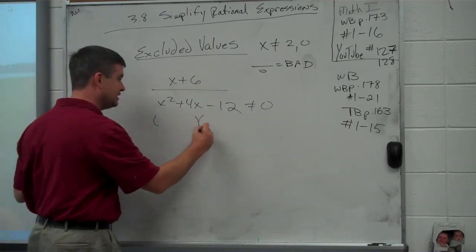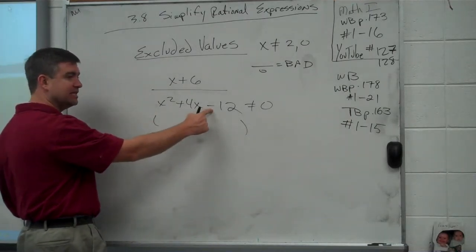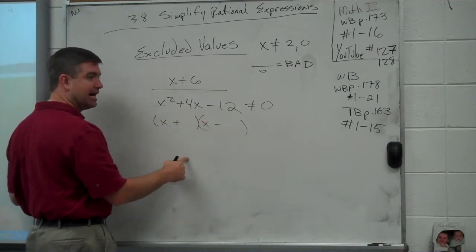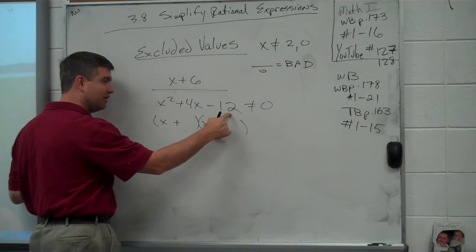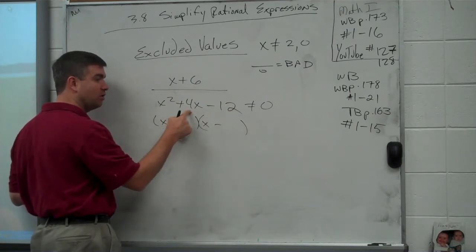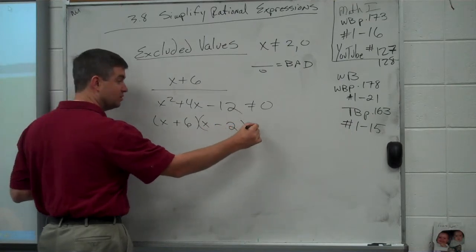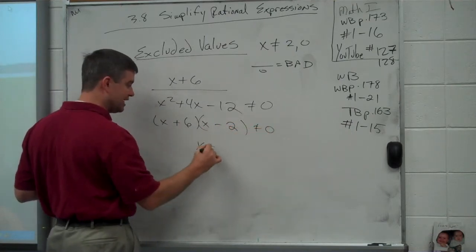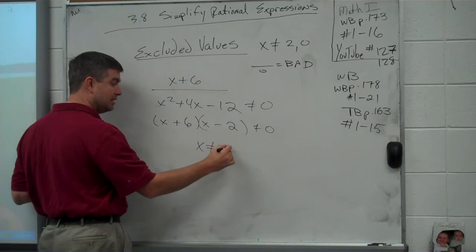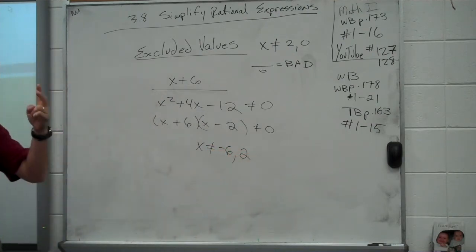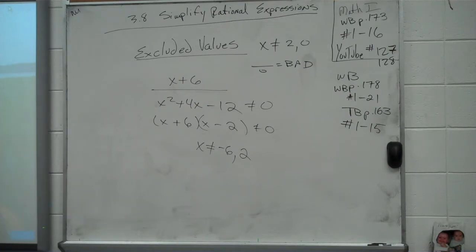We put our parentheses. What do our signs have to be if that one's negative? Plus and minus. One's plus and one's minus. We know we got x and we got x. What are the factors of 12 that have a difference of positive 4? 6 and 2. Positive 6 and negative 2. Still not equal to 0. So what can x not equal? Negative 6 and positive 2. 2 excluded values. And those are what x cannot equal.